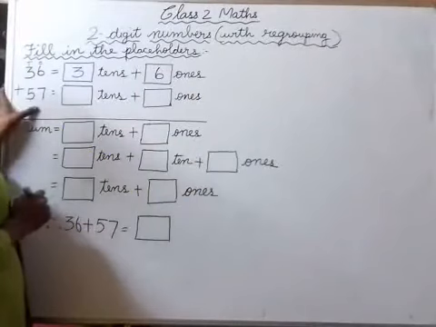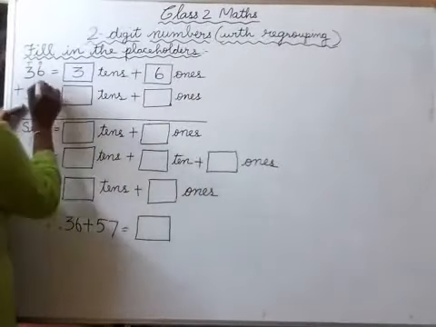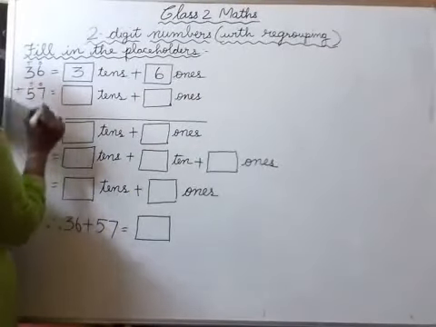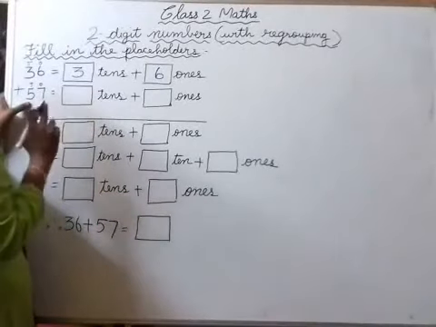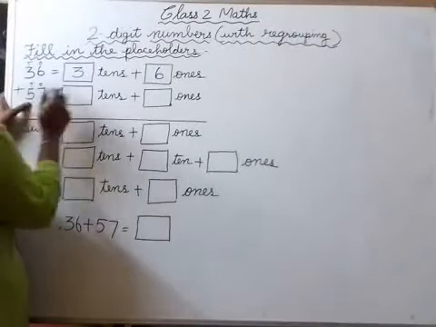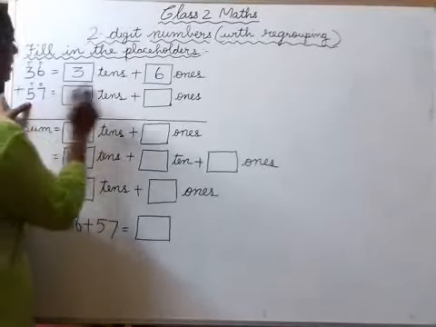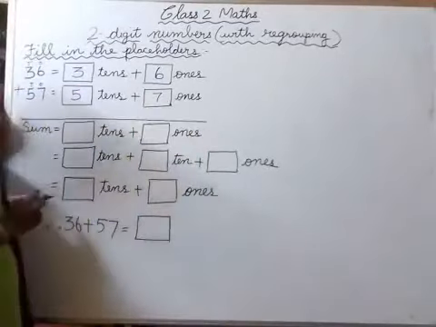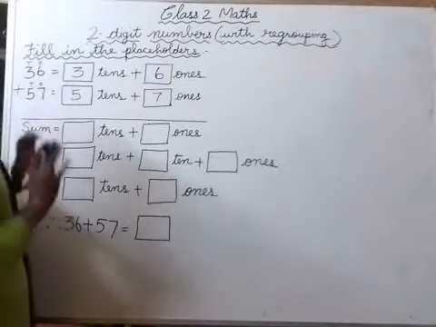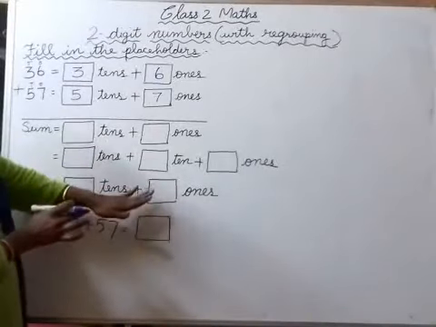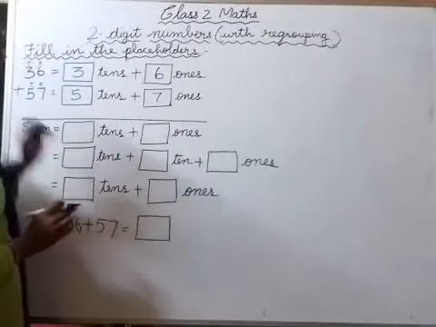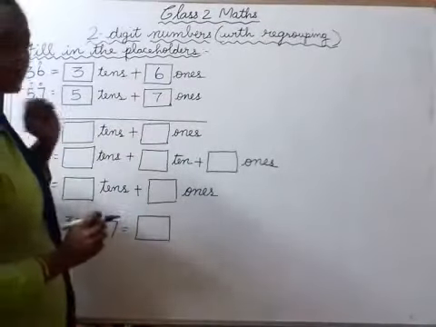Next, 57. We have to expand 57. Write tens, ones. So 57 में कितनी ones है, कितनी tens है? First we will write tens. 5 tens and 7 ones. ये लिखने के बाद expand करने के बाद हम क्या करेंगे? We have to add the ones place. Then we have to add the tens place. First we will add the ones place.